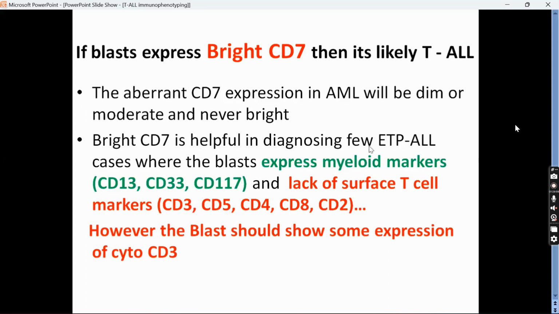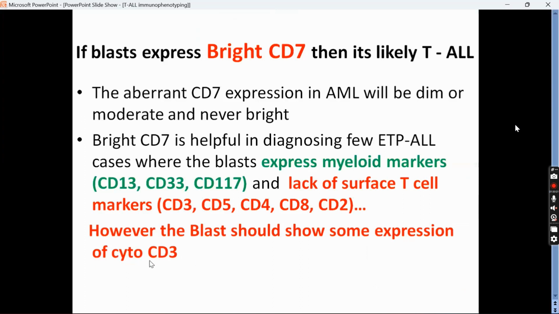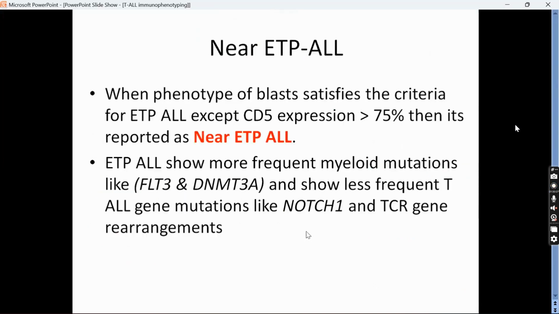Bright CD7 is helpful in diagnosing a few ETP-ALL cases, as I showed you, where the blast expresses myeloid markers and lacks surface T cell markers, even in the setting of dim cyto CD3. However, the blast should show some expression of cyto CD3. If it is flat, it could still be a very tough case. But here you can see evidence of cyto CD3 positivity in some of the blasts. So with some cyto CD3 expression and bright CD7, I would again put it as ETP-ALL.